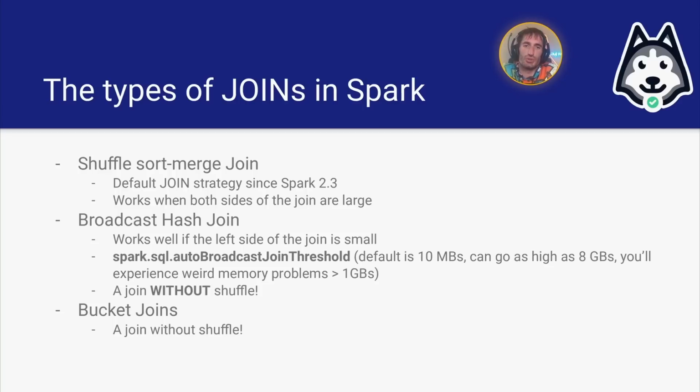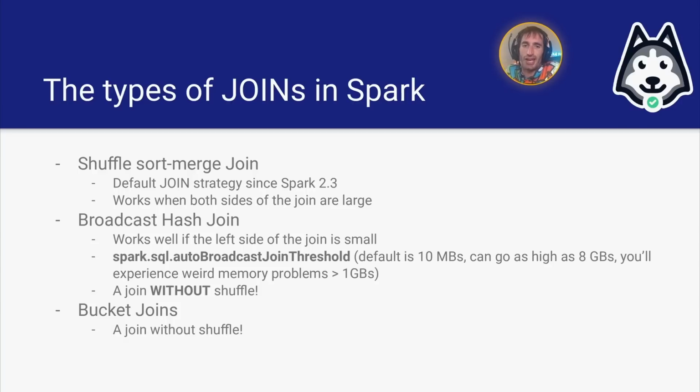Shuffle, sort, merge join is going to be the least performant. Broadcast, hash join, and bucket join are going to be a little bit more performant. But shuffle, sort, merge join is also useful because it's the most versatile, because it works pretty much no matter what. Whereas broadcast and bucket join work under very specific circumstances.